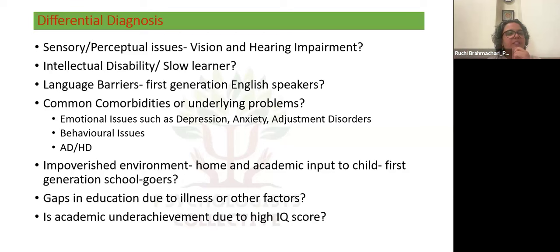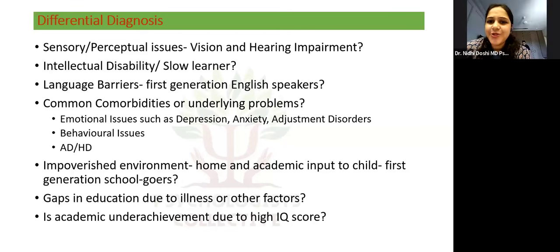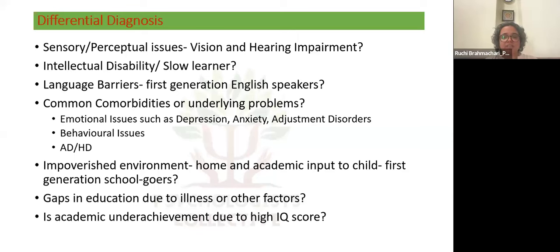And lastly, just in terms of interventions, what would be my role the next? Sorry to interrupt, Ruchi ma'am. Can you please just wind up a bit fast? Yeah, the last slide. I'm just on the last slide. My slide has not been changed.